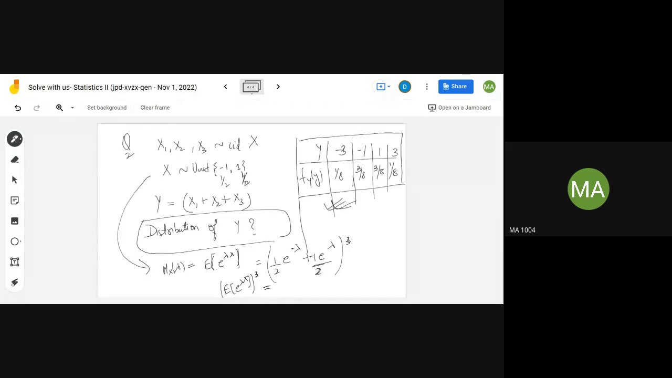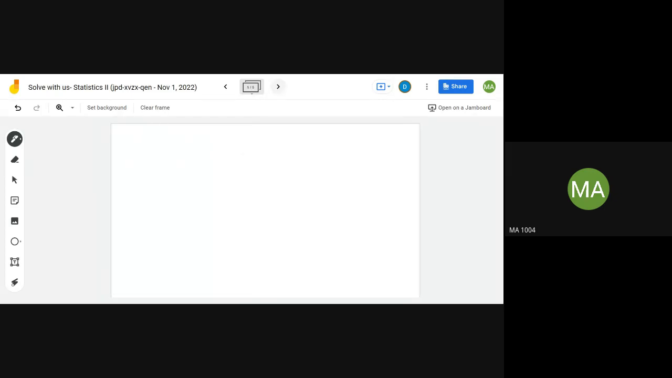Okay, ma'am. I don't understand the concept of centralized Bernoulli. Centralized Bernoulli. Okay, I'm coming to that. So what we are saying is, you have a random variable X, and we are saying this is Bernoulli with half. Instead of half, we just write it as a general P. This is Bernoulli P.